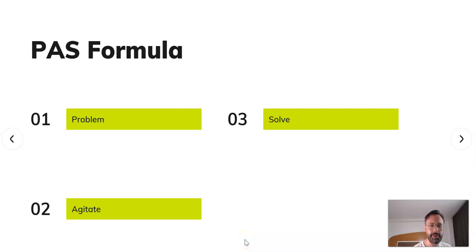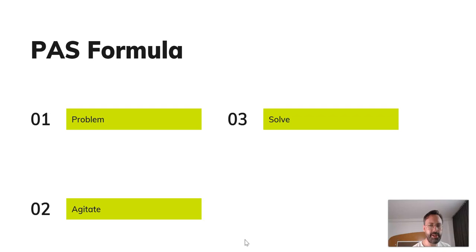One of the most popular formulas for writing copy is the PAS formula, P-A-S. And there are a few reasons why this is particularly effective. The first is that it forces you to communicate the value proposition of your product.